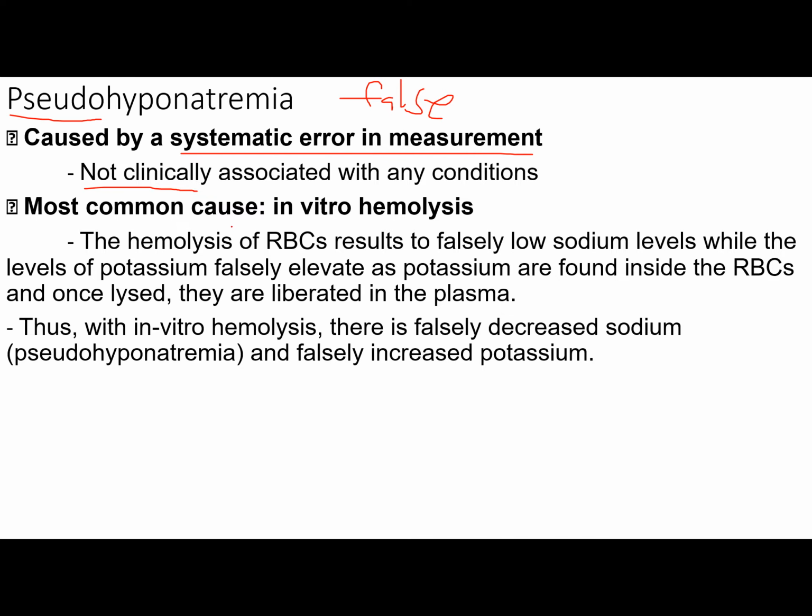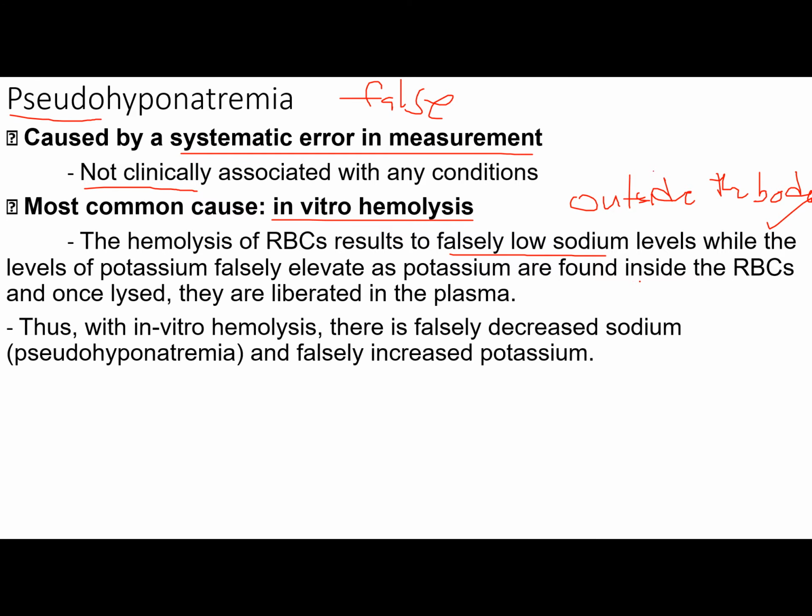Now, the most common cause of pseudohyponatremia, class, is in vitro hemolysis. When you say in vitro, class, outside the body. Usually, ito yung nangyayari kapag nag-centrifuge ka. So, the hemolysis of RBC, class, results to falsely low sodium level, while the levels of potassium would falsely elevate. So, bababa yung sodium nyo, class, in a hemolyzed sample. At the same time, tataas naman si potassium.